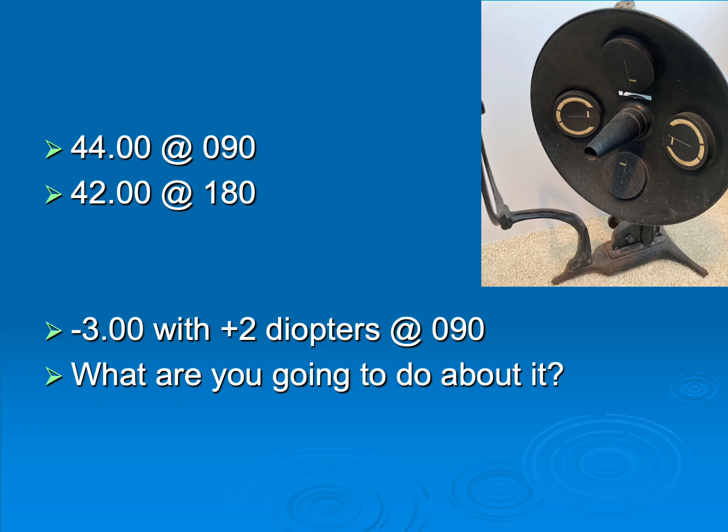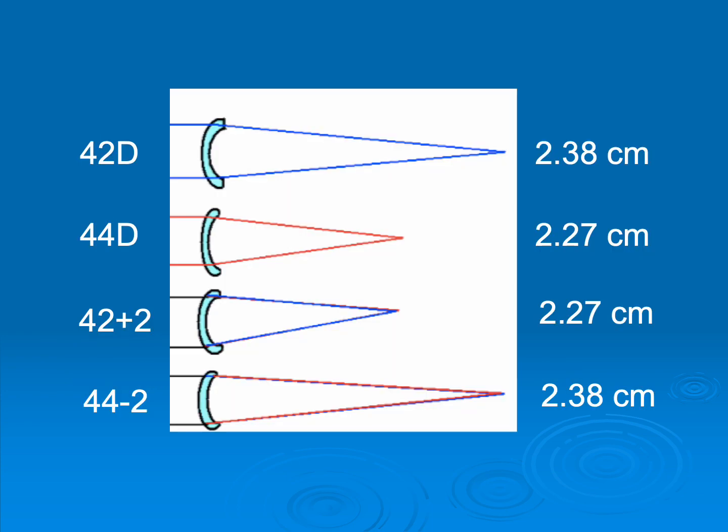So we have -3 diopters that we figured with the tape measure, and we have the 2 diopters that we figured out with the keratometer. Now the question is, how are we going to treat it? What are we going to do about this? Well, here's a key concept in the treatment of astigmatism. So using this patient, we have 42 diopters and we have 44 diopters, and the key to treating astigmatism is getting those 2 focal points together.